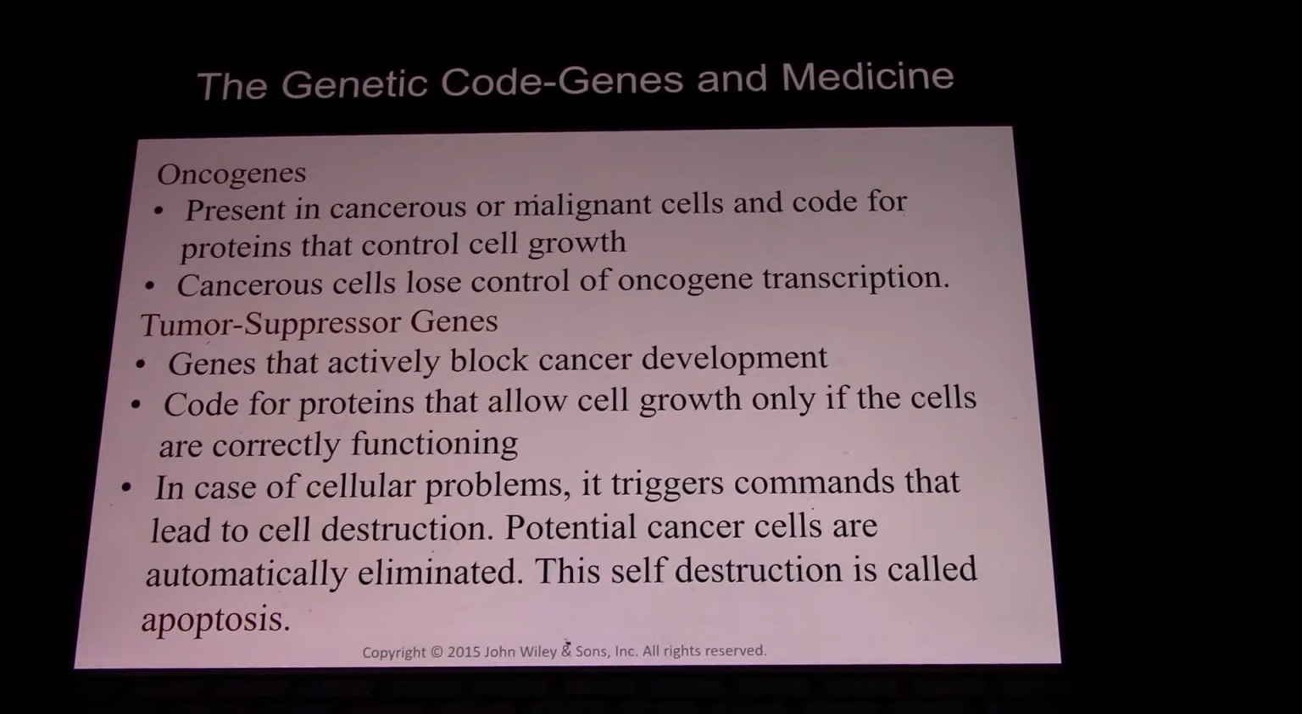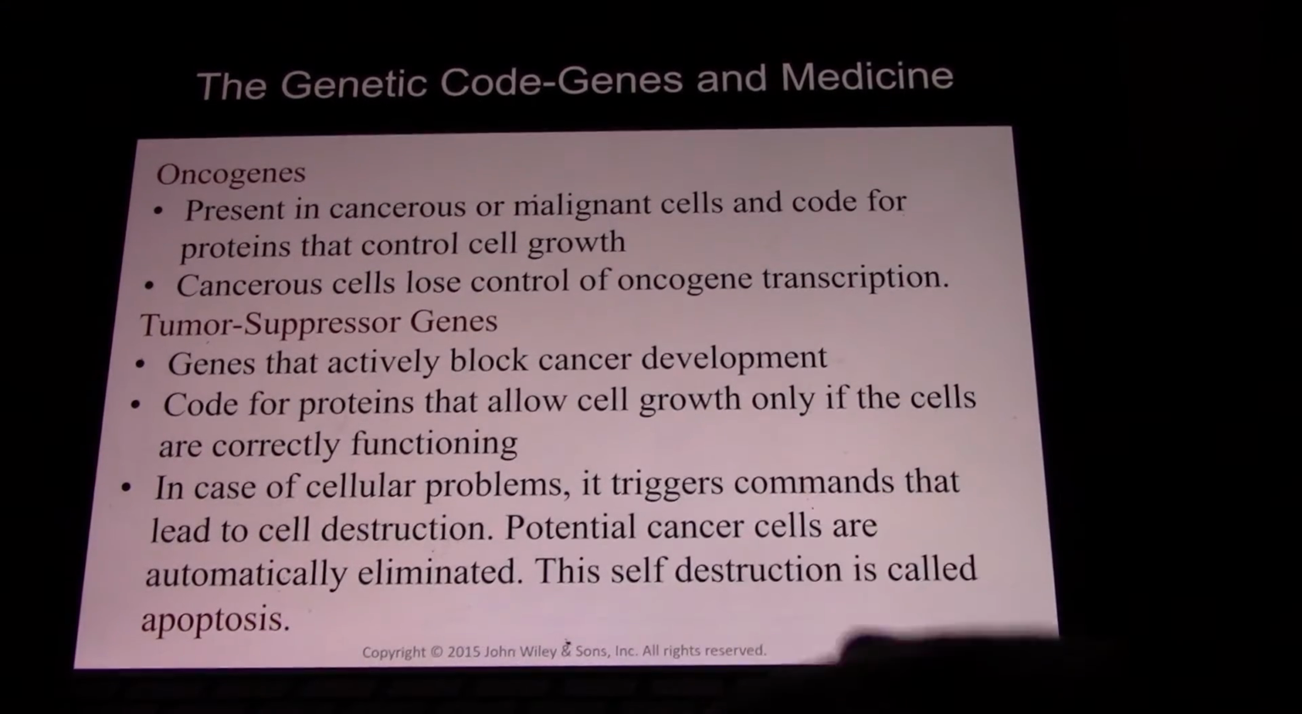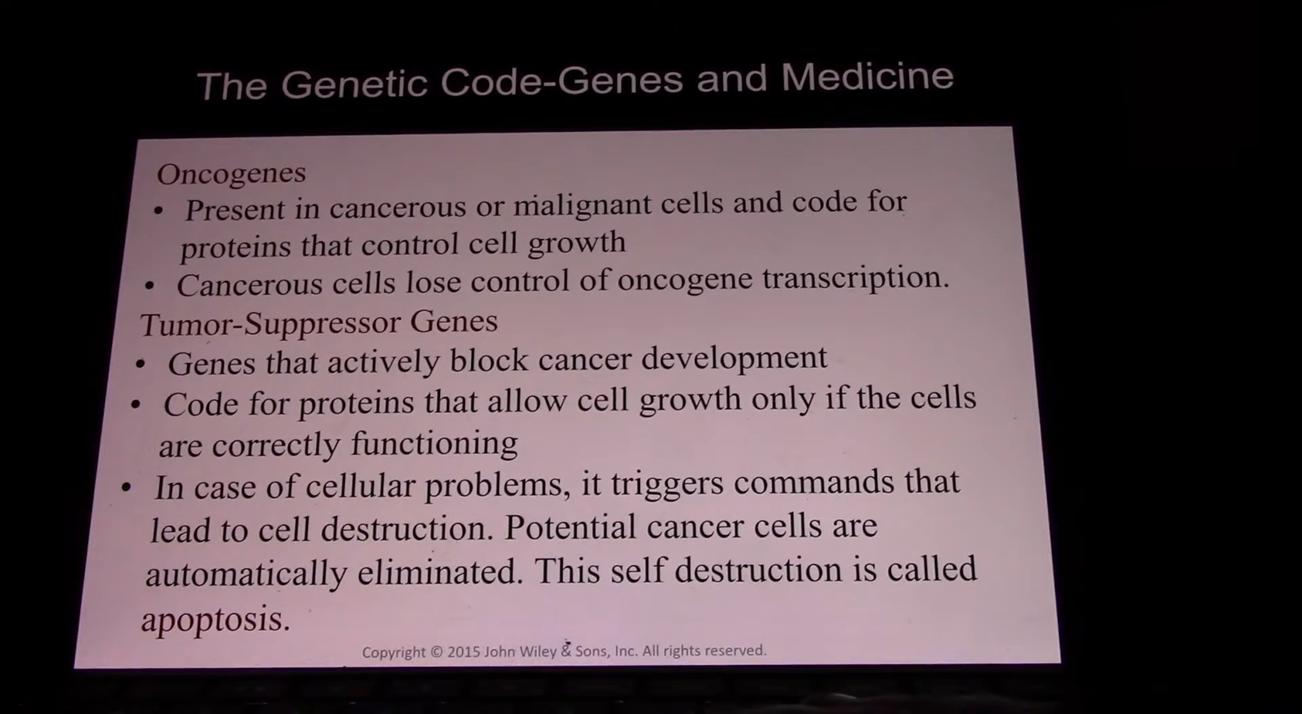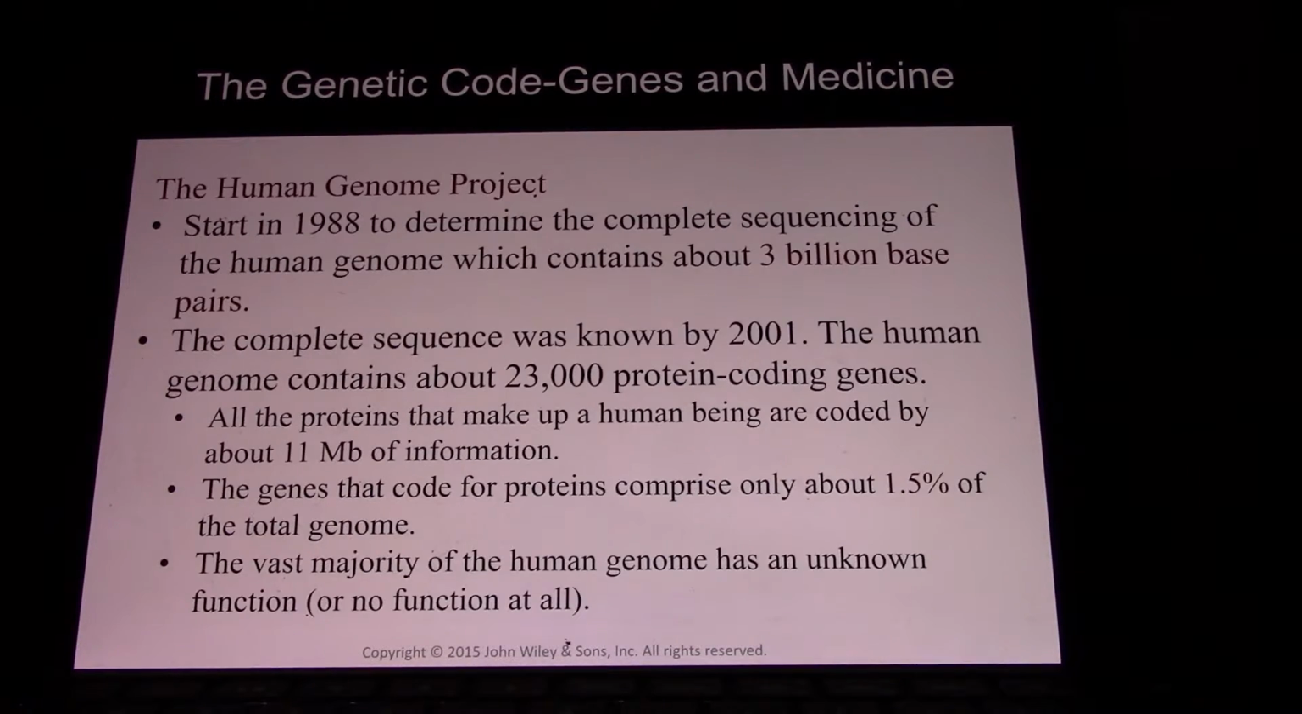into a cancer cell. Tumor suppressor genes are the genes that produce products like P53, which actively block cancer development. And if a cell becomes potentially cancerous, a cell will destroy itself. So apoptosis is a regulated, orderly cellular suicide in which a cell destroys itself for the good of the whole entity because the cell thinks it's becoming cancerous.